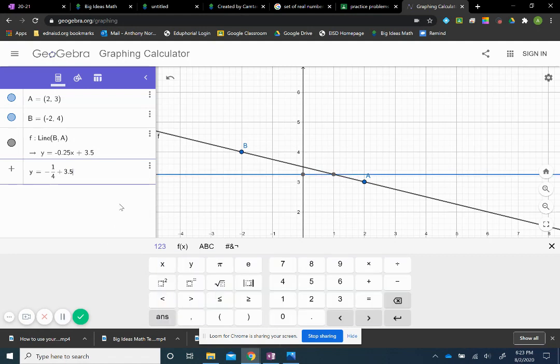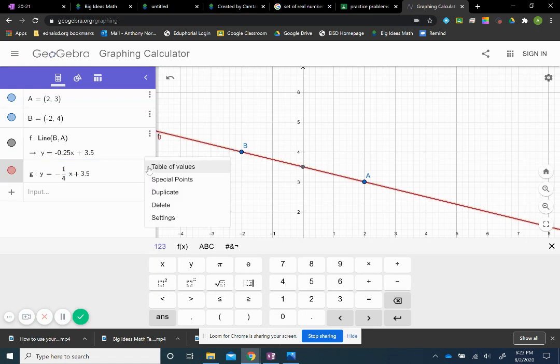Ten points to Gryffindor if you can tell me what's wrong with this. I forgot the x. Now we see our line appears to disappear. It's because they're overlapping. Now it's red. Now it's black to show us the thing.